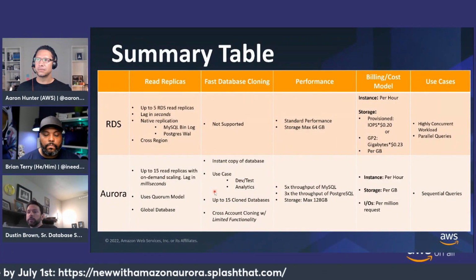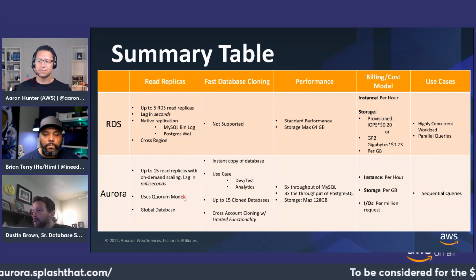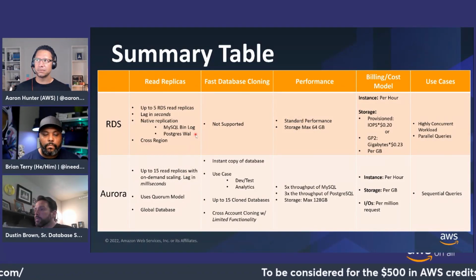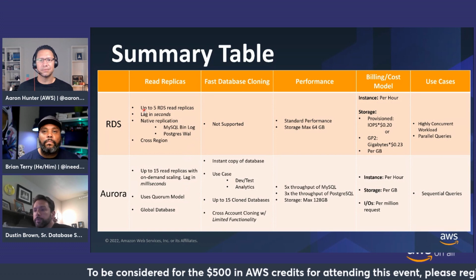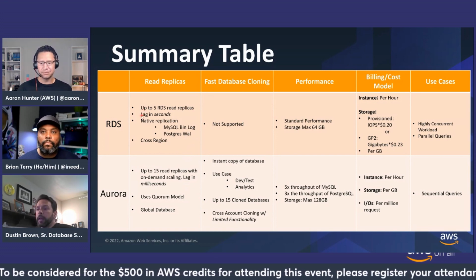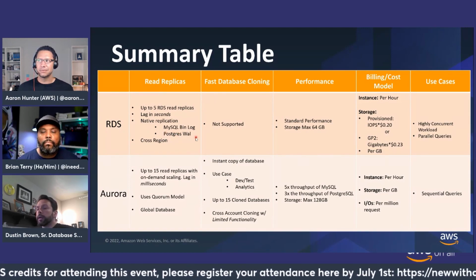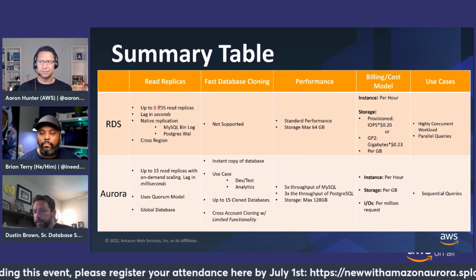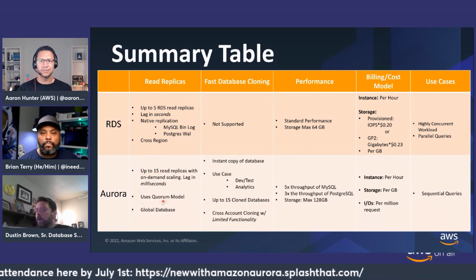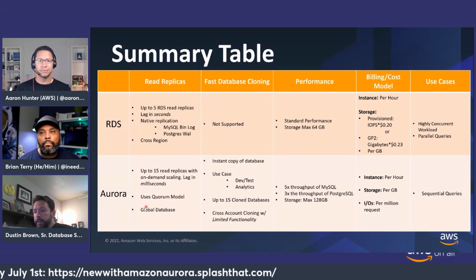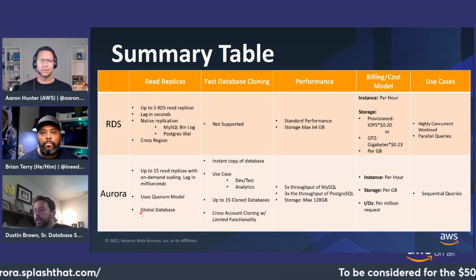And then the summary table, this is something that customers might find helpful. Like the read replicas, you can have up to 5 RDS read replicas, you have lag in seconds, you have native replication, you have MySQL binlog, Postgres WAL log, in addition to those 5 built-in replicas that you can have. With Aurora, you can have up to 15 read replicas. It uses a quorum model, and we also offer a global database for disaster recovery and cross-region replication.